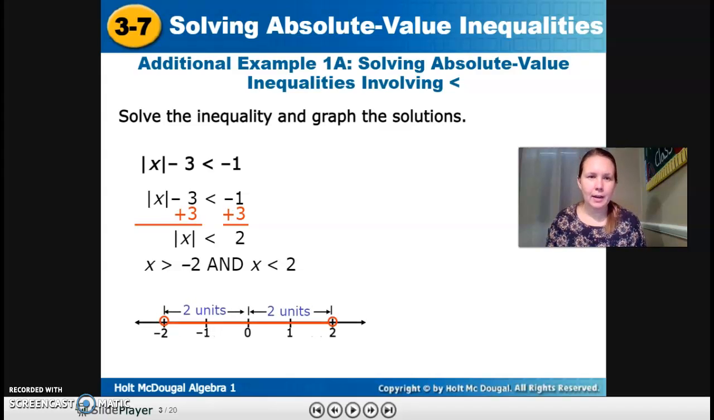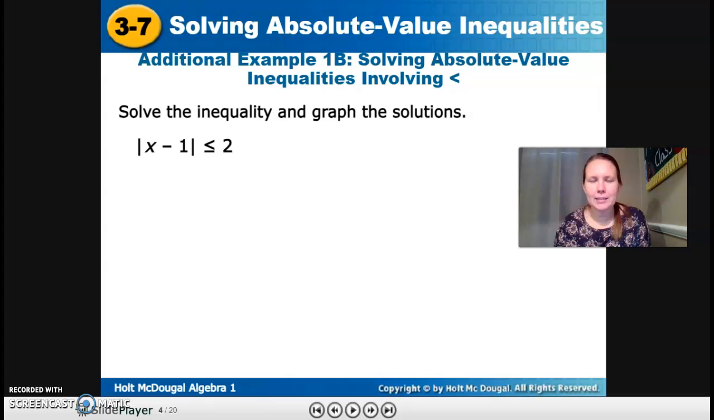If I graph that out, I have an open dot at negative 2 and an open dot at positive 2. We talked about how they're an and situation. These are also all compound inequalities because you always get more than one set of solutions. And so they are going to combine here in the middle.